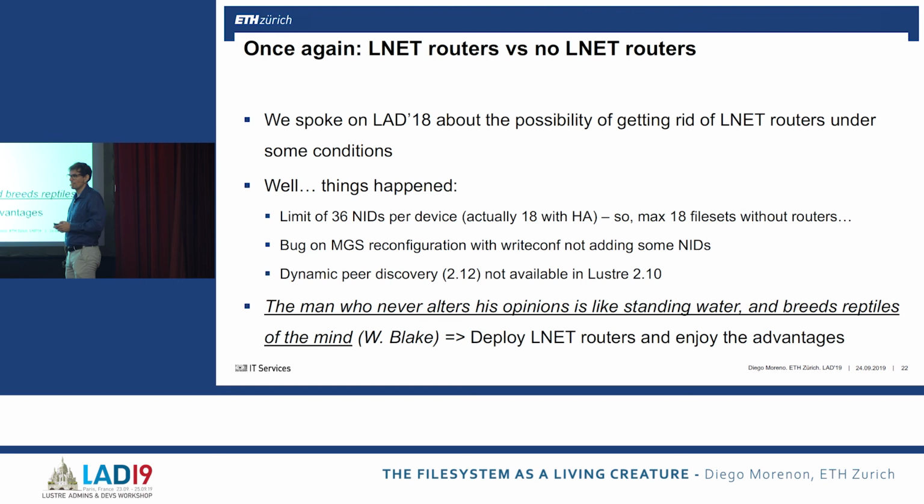Just a remark, I think we removed that limit of 36 NIDs per device somewhere in the work on peer discovery. Sorry? I think we removed that limit of 36 NIDs per device. In which version? I think it was done in the peer discovery work, but I'd need to double check. It may now be tunable. Yeah, okay, thank you. I will explore that.